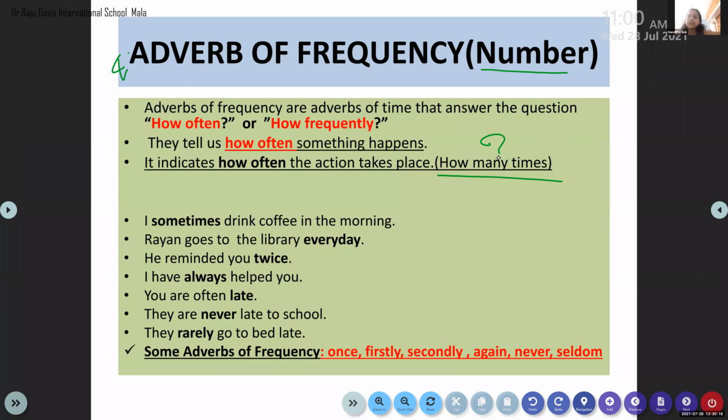Ryan goes to the library every day. Okay, Ryan goes to the library every day. How many times? Every day. How often? Every day, ma'am. How frequently? Every day. He's not missing a day. He's going every day. Okay, now he reminded you of the word twice. See the word twice.